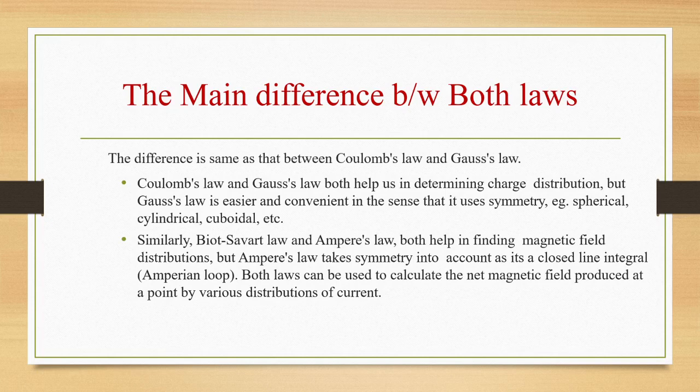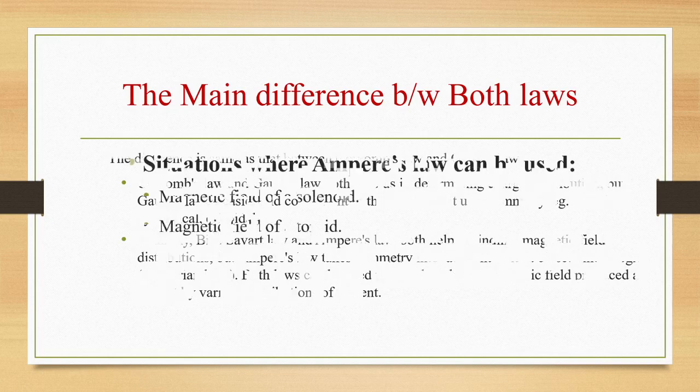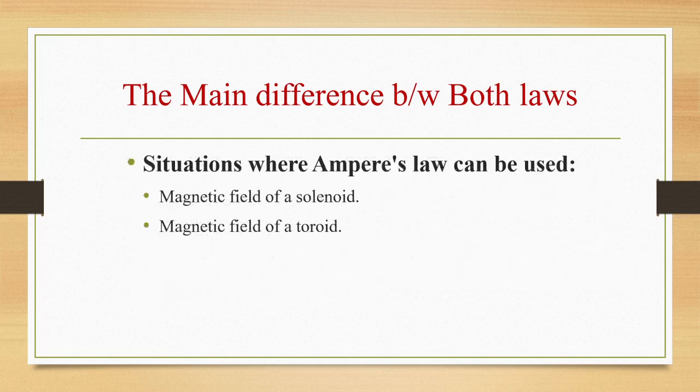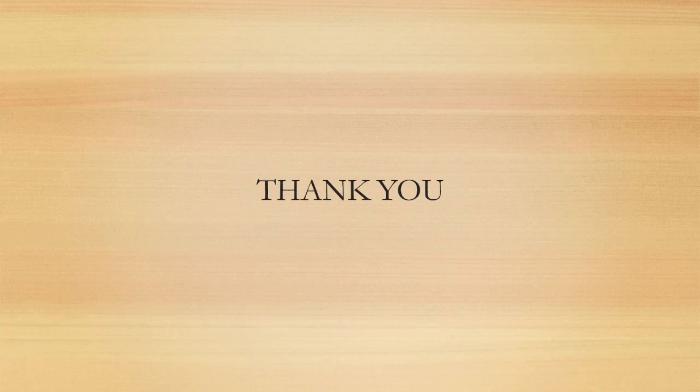Both laws can be used to calculate the net magnetic field produced at a point by various distributions of current. So what we are saying is that both Biot-Savart's law and Ampere's law help in finding magnetic field distribution, but Ampere's law takes symmetry into account. Where we can use Ampere's law is the magnetic field of a solenoid or the magnetic field of a toroid.